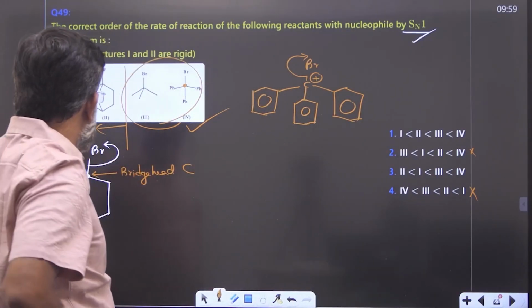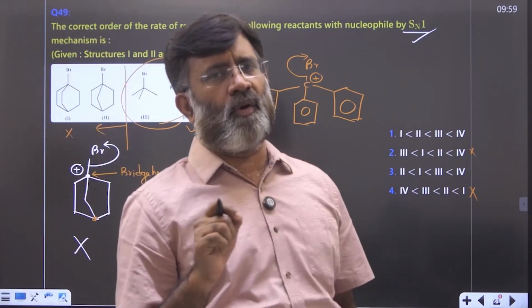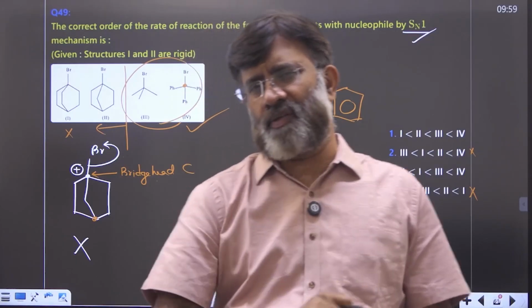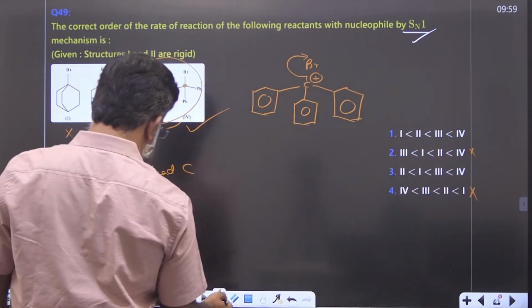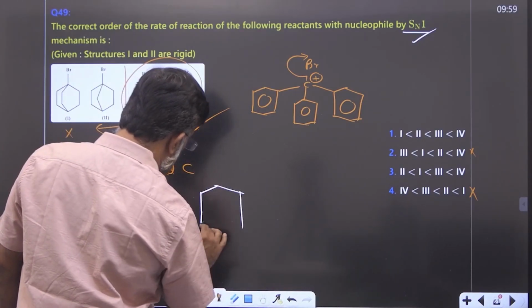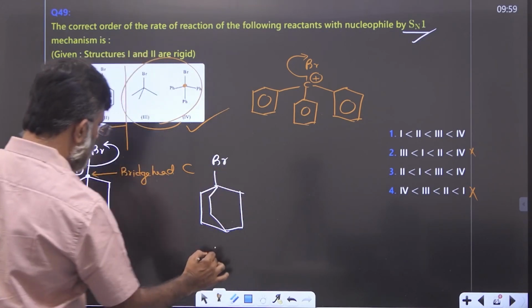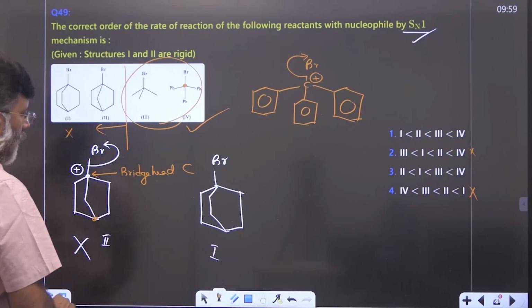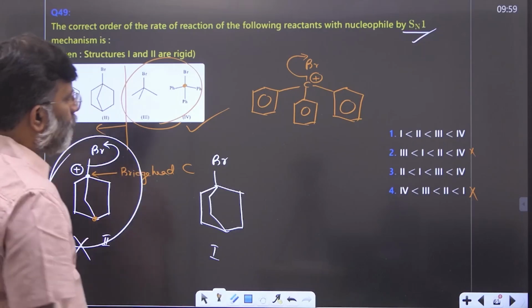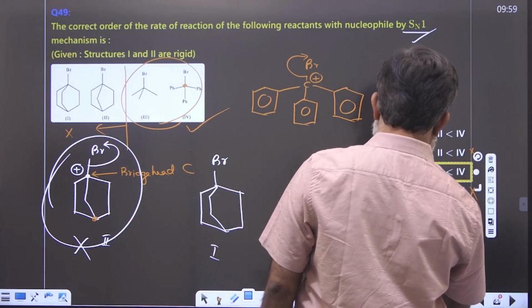And what about 1 and 2? Both are bicyclo molecules. Both are identical with a small difference, and that difference takes us to the answer. Look at the first molecule and second molecule. This is first, and this is second. I would say 2 will be last. And the answer is third choice. This will be the correct answer.